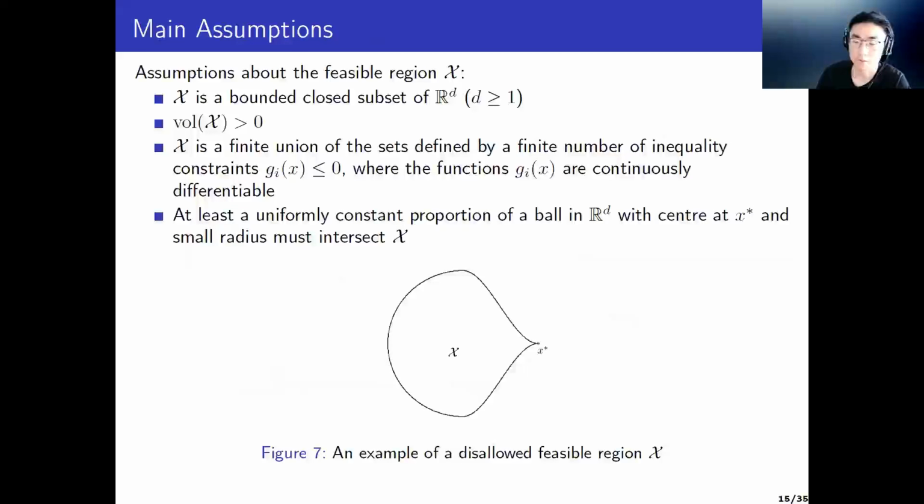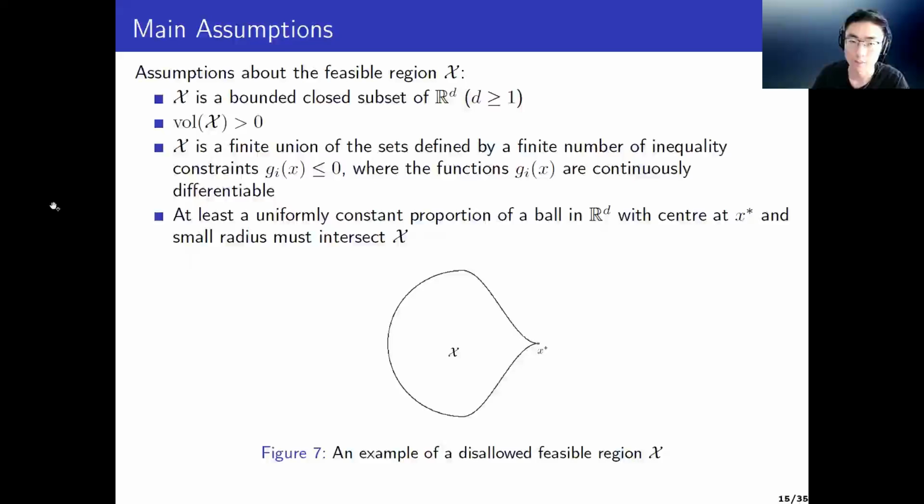Before we get into some specific algorithms, let us formulate some common assumptions about the objective function and the feasible region. These assumptions are needed for the global random search algorithm to work. The feasible region X is a bounded closed subset of R^d. Here the small d is the dimension of the problem. The volume of the feasible set is larger than 0. And the feasible set is a finite union of sets defined by a finite number of inequality constraints, where the functions small g are continuously differentiable. This assumption prevents fractal boundaries of the feasible region.